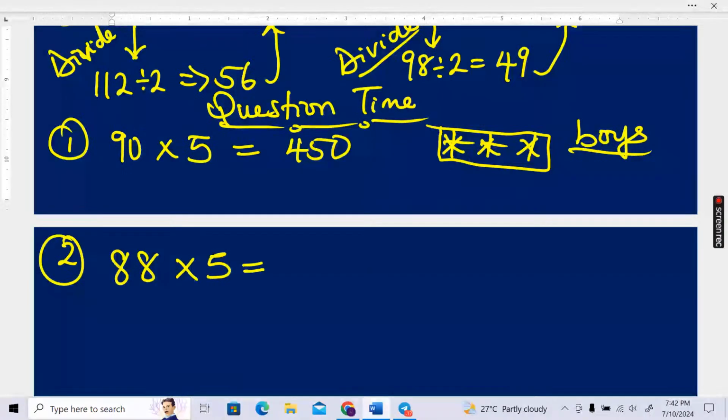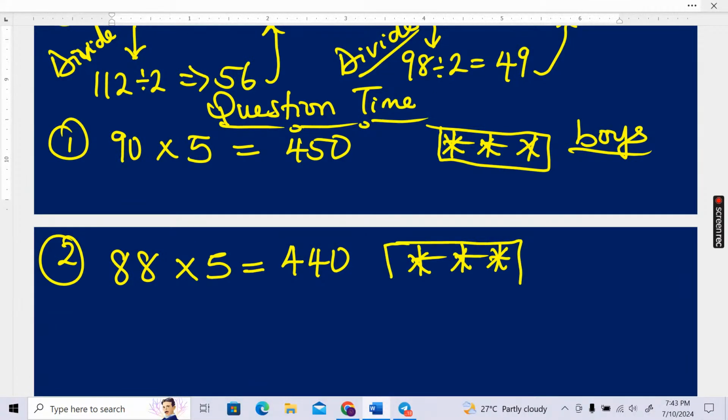Now, for this second question, I have the females doing faster than the male. So for the second question, the females won. So if your answer is 440, give yourself 3 stars. So for this question number 2, the girls won.